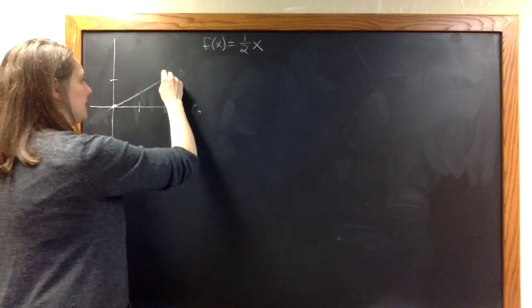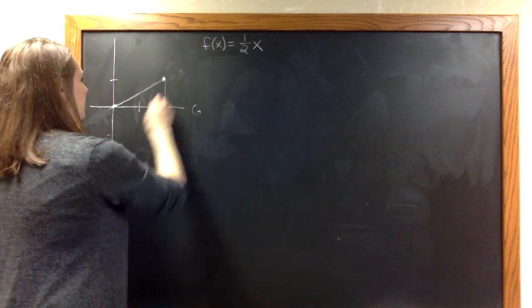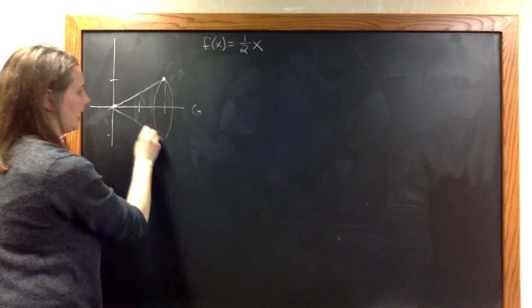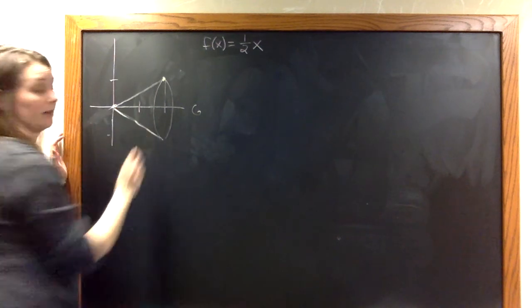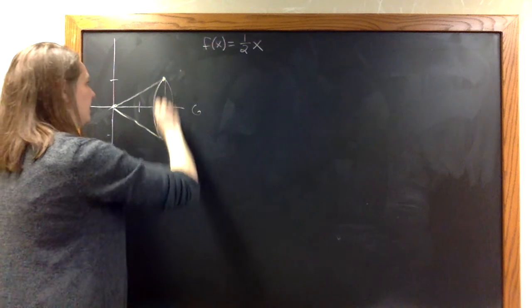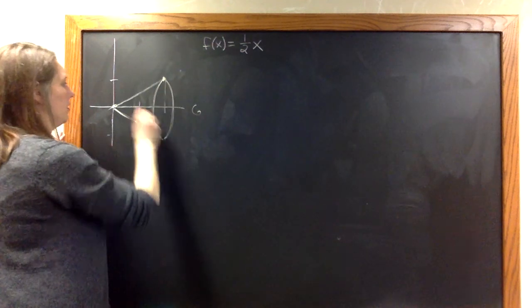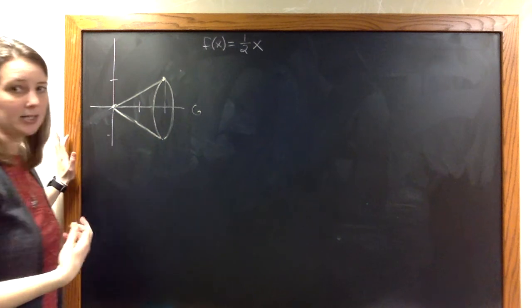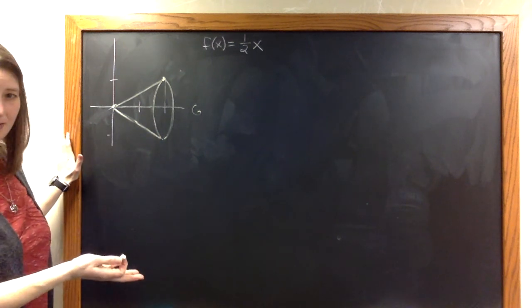As you rotate it, you are going to get a 3D object, and it is going to be a cone. Hopefully you can see that. So now it is super easy for us to use geometry formulas and find the area of that cone, no problem.